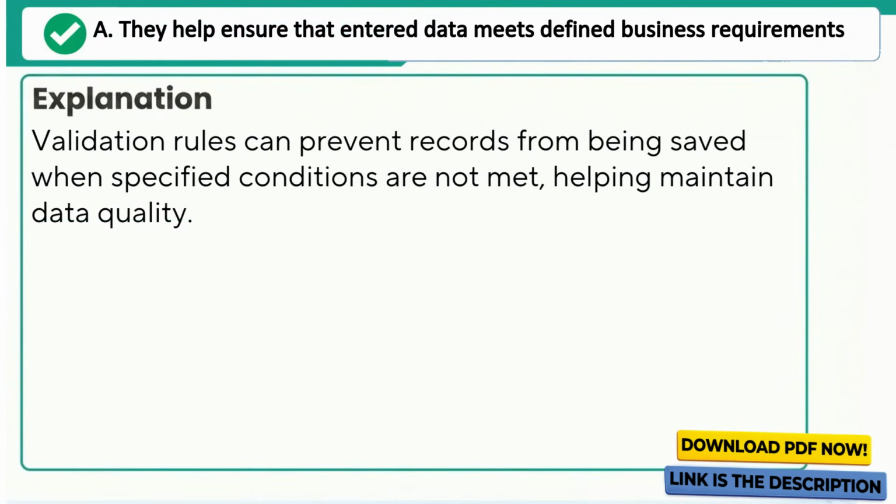Correct answer. A. They help ensure that entered data meets defined business requirements. Explanation. Validation rules can prevent records from being saved when specified conditions are not met, helping maintain data quality.